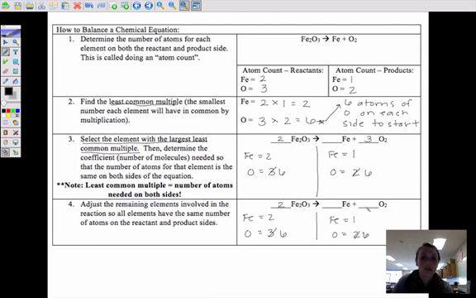I got to bring down those coefficients as well. Now here's the deal. A lot of you might have been saying in the last step, wait a minute, if you're multiplying 2 times 3 to get 6, what about 2 times 2 to get 4? Well, you're so right, because now I have 4 atoms of iron on the left, but I only have 1 on the right. So I need 4 here in order to make 4 atoms of iron on the right. And right now, we're balanced. We have the same number of atoms of each element on both sides of our equation.